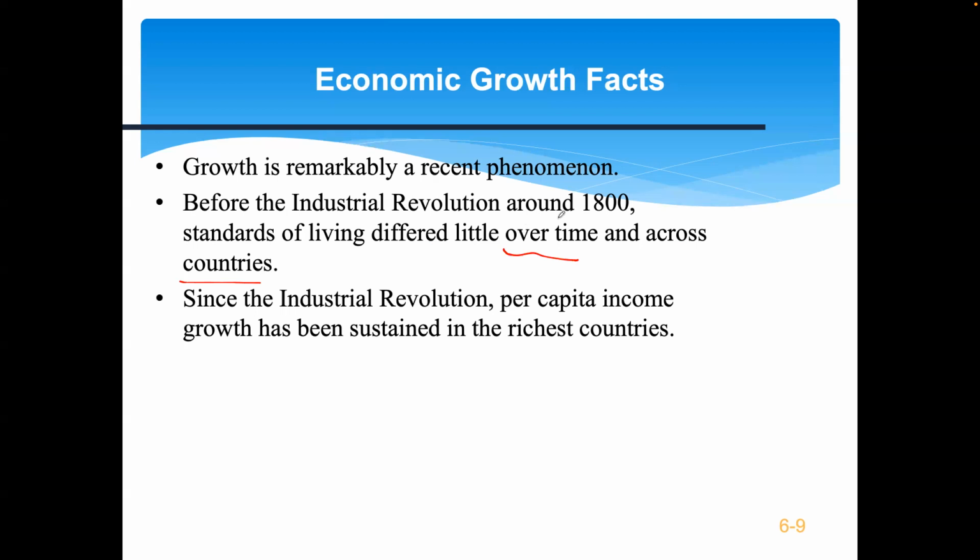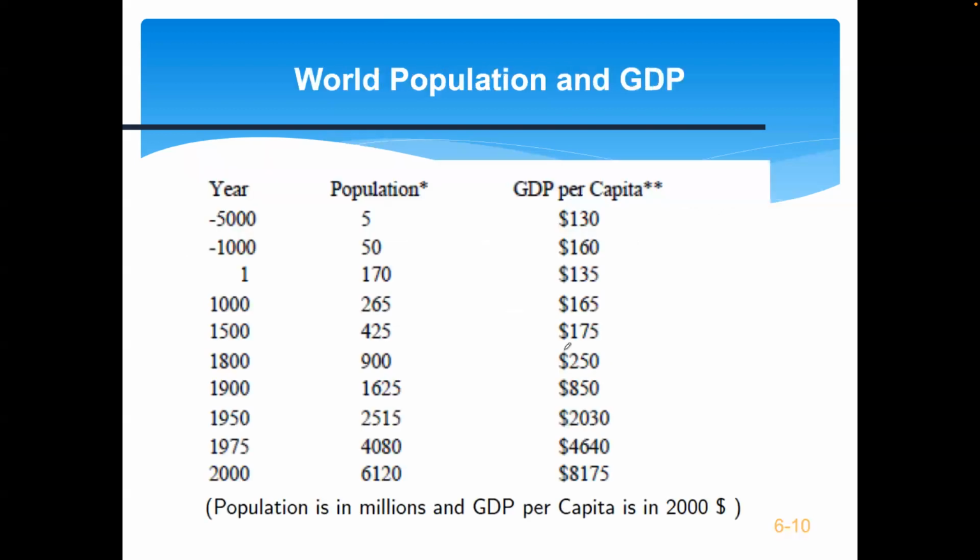So this is 2 different dimensions. One is over time: overall, there wasn't much growth. And secondly, if you look at the same time period across countries, the difference is very tiny. So this is before the Industrial Revolution. But after the Industrial Revolution, per capita income or GDP growth has been sustained in the richest countries, not in the poor ones. But that also explains why they are rich. So those are three stylized facts based on historical data.